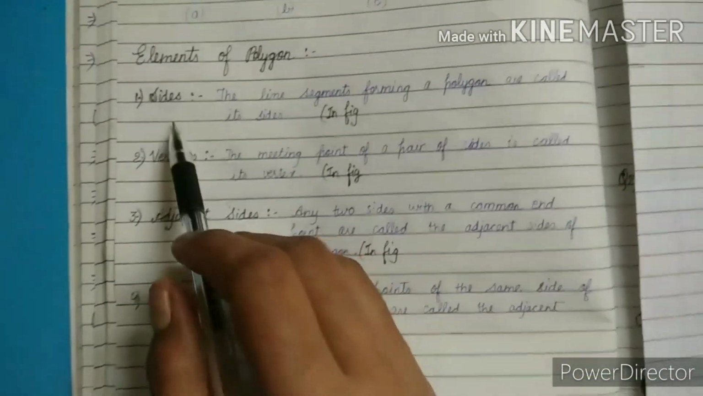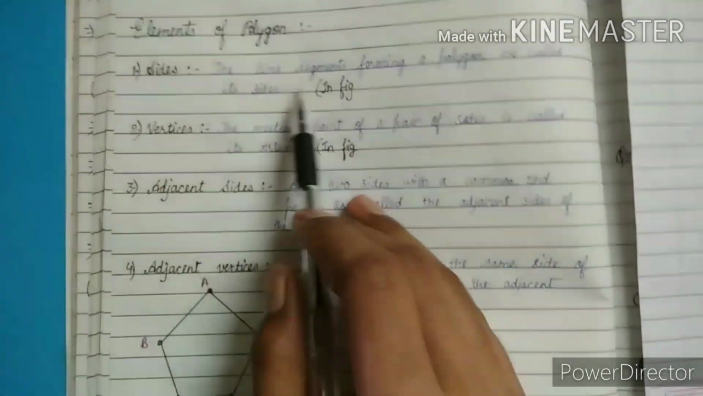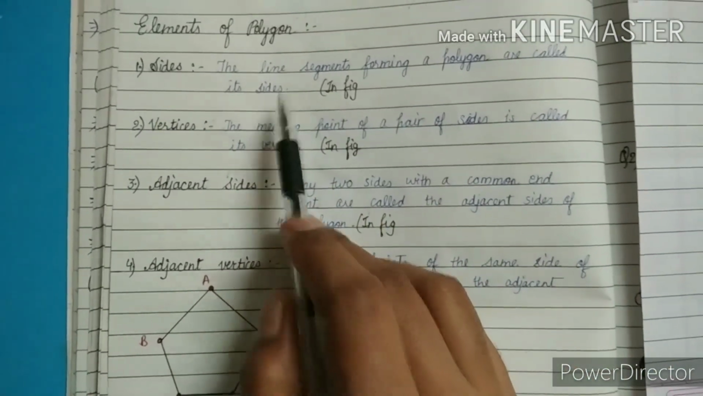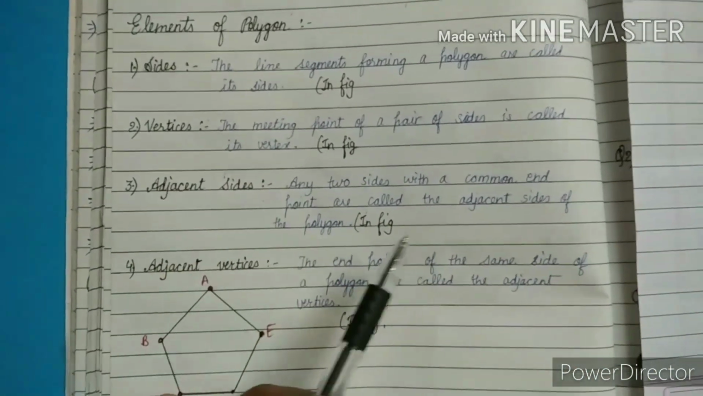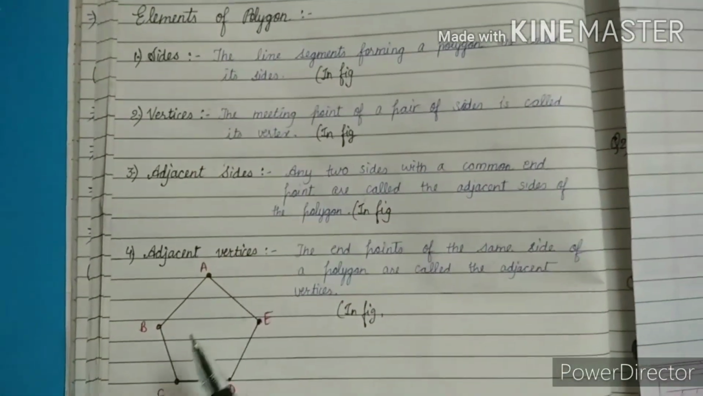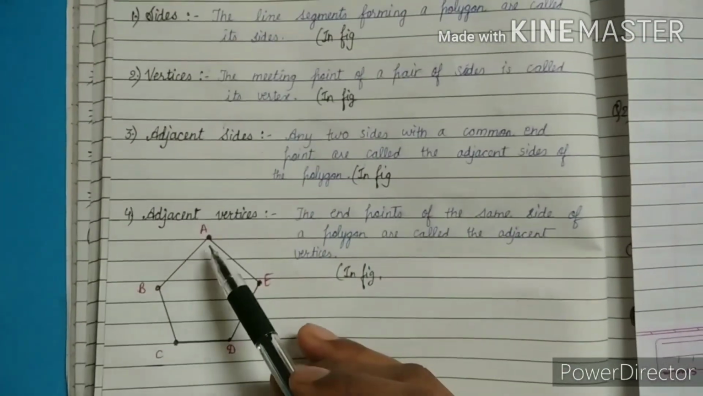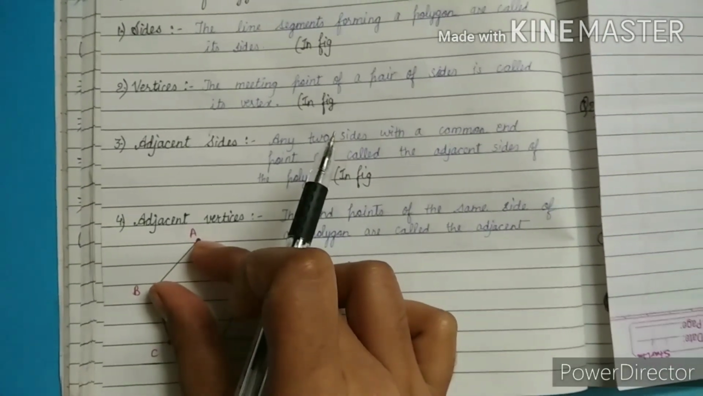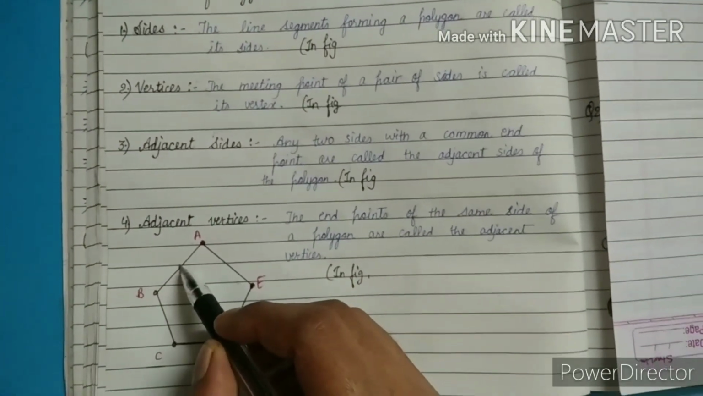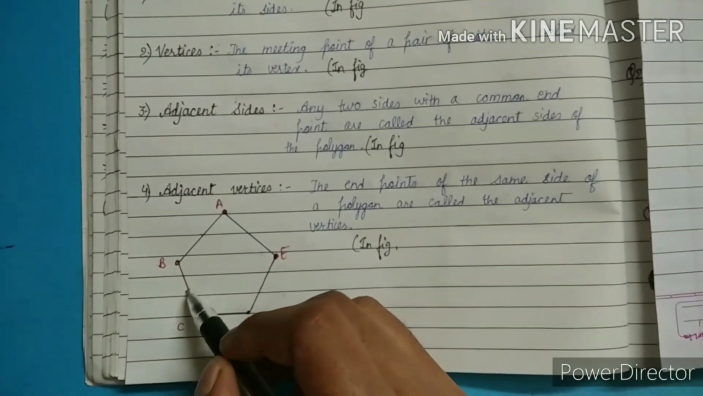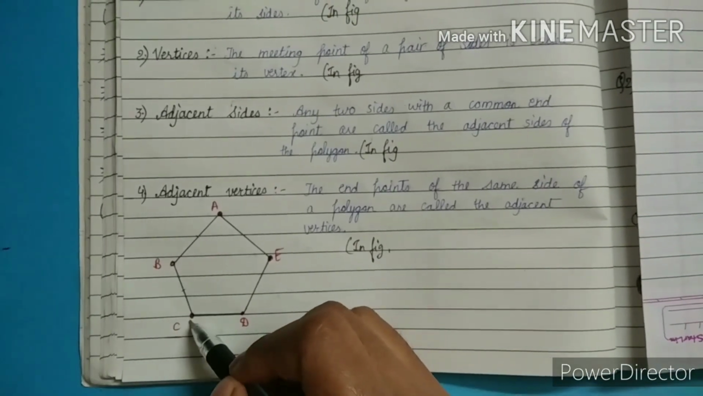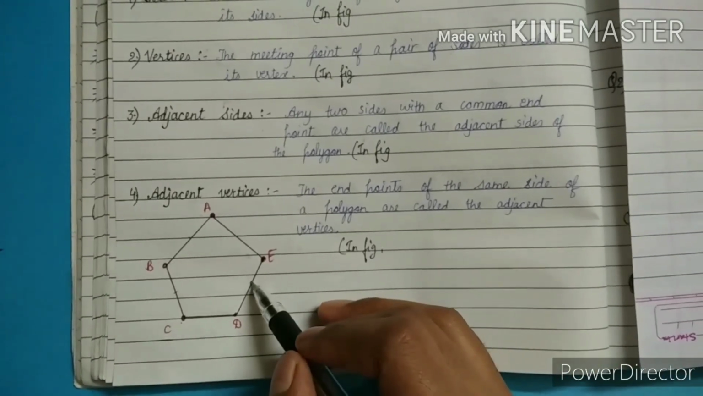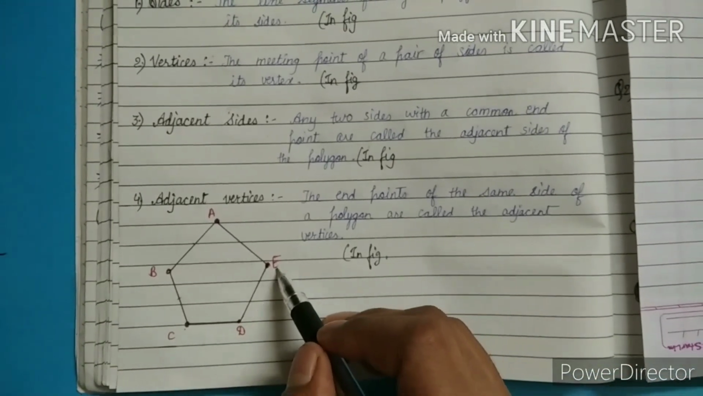Okay, so our first topic is sides. Sides means the line segments forming a polygon are called its sides. So those line segments which together make the polygon are called the sides. Here, as you can see, AB is the first line segment. We have to take the endpoints of the line. This line's endpoints are A and B. This line's endpoints are B and C, so its name is BC. This line's endpoints are C, D. This line's endpoints are D, E, and the last is E, A.